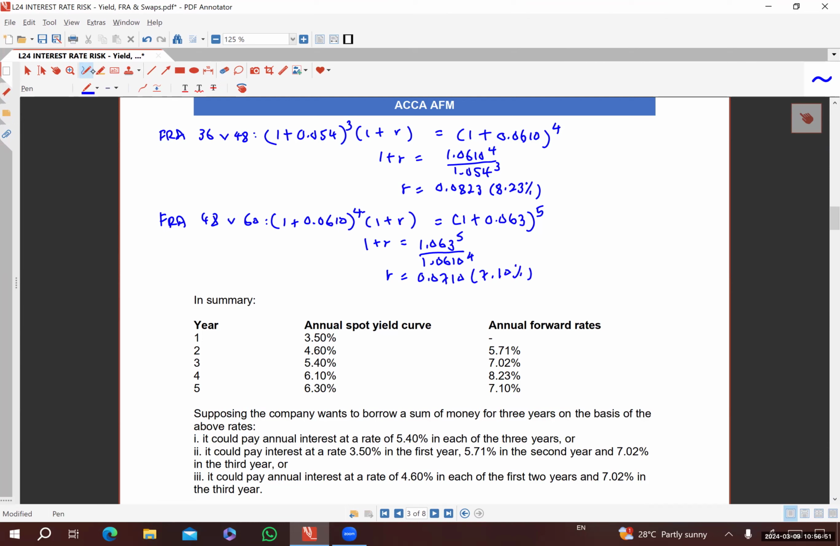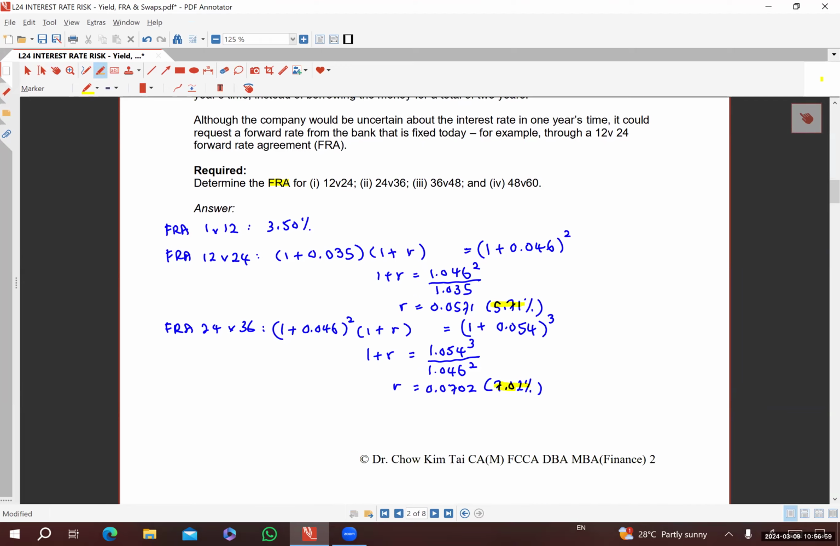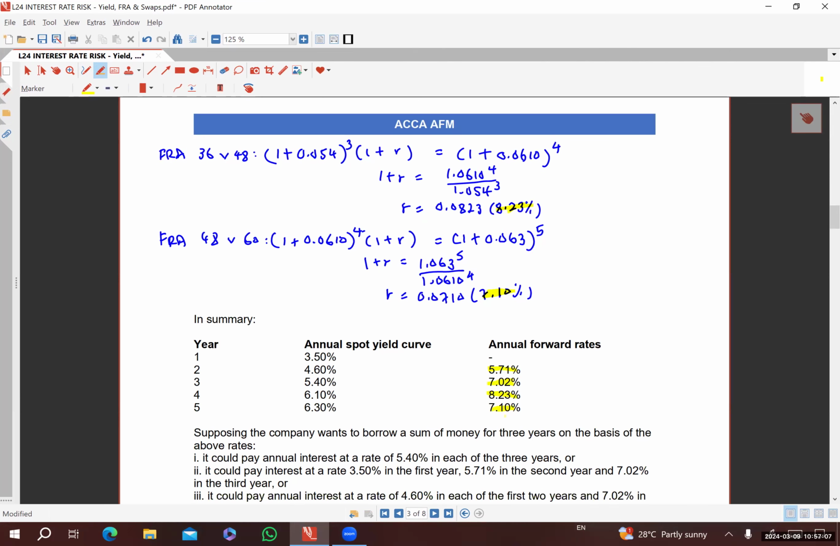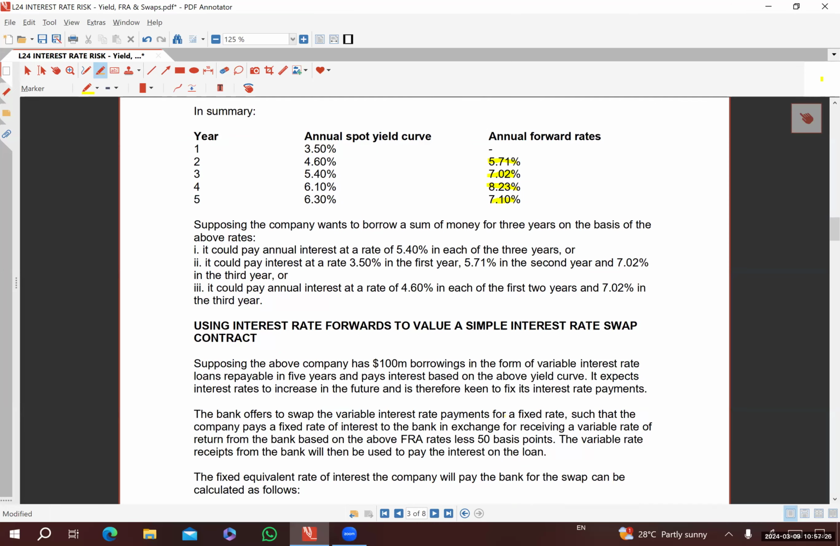Okay. So this figure that you've got here, yeah, see, is your forward rate. That's how we work out forward rate. The interest rate that you fix with the bank for future deposit and borrowing is the forward rate. Now we use this forward rate to evaluate a swap, using interest rate forward to value a simple interest rate swap contract.